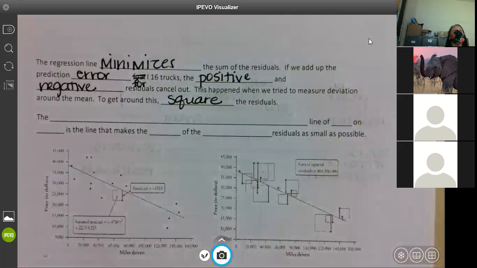So again, all these residuals will cancel each other out. The way we get them to not cancel out is we square them so that it makes it all positive. Does everybody understand that? If we don't square it, we have positives and negatives. If we square it, we have all positives.